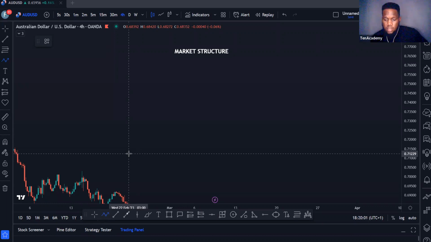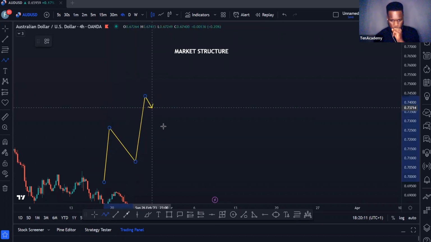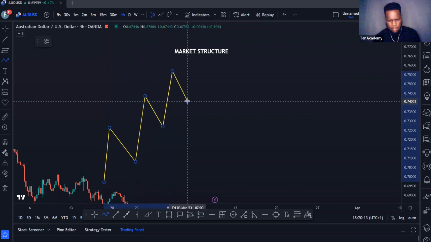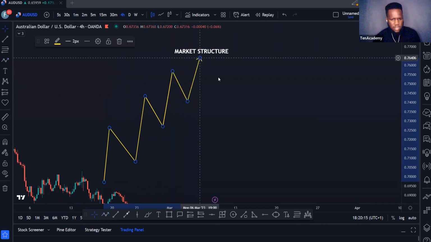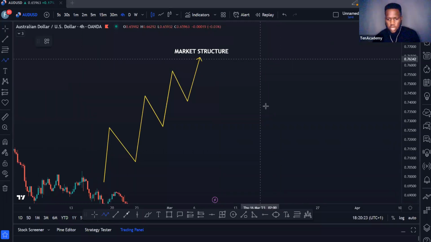Now, price moves in two directions. Either price is going in an uptrend or price is going in a downtrend. This is how an uptrend looks, something like this. I believe we all know this, right? Every beginner knows this in Forex. And when price is going in a downtrend, it goes like this.